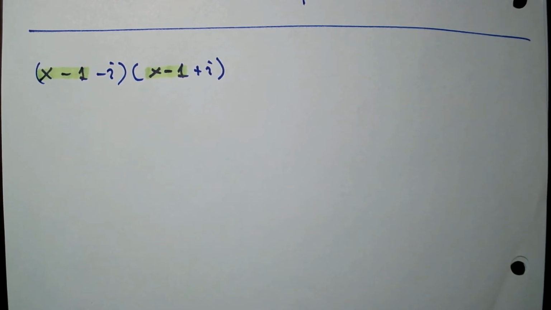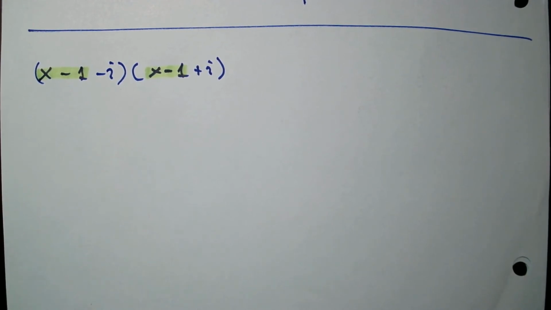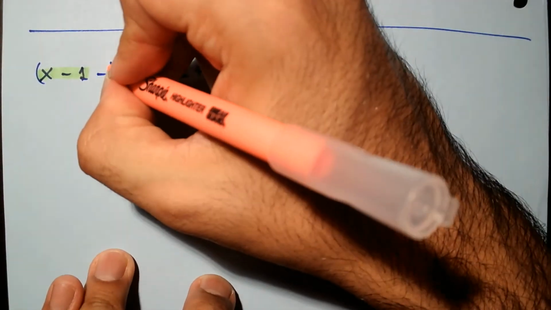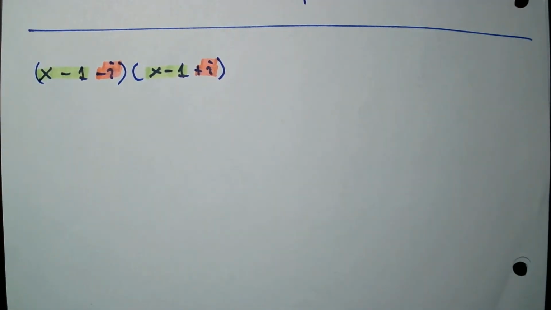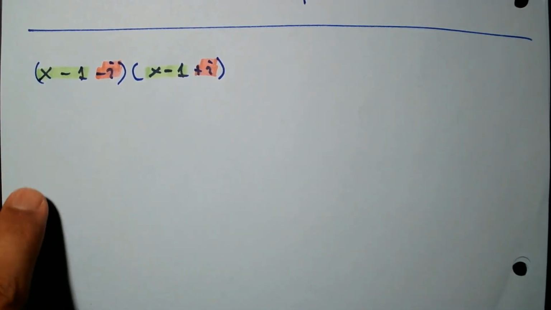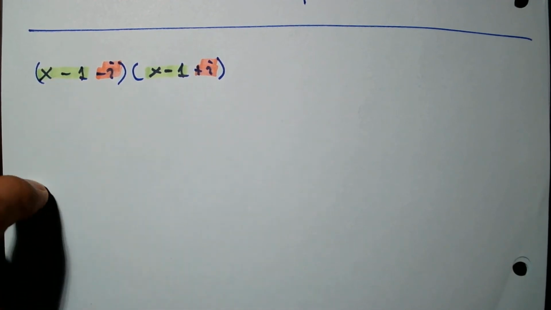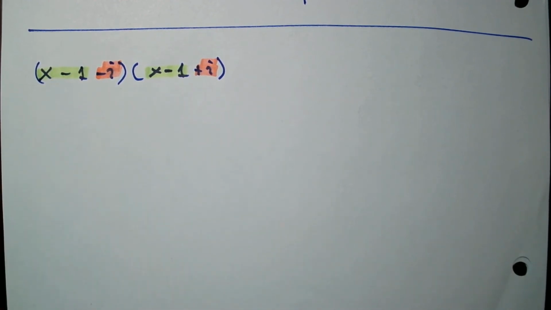Let me find another marker here, a different color. I don't want to use the blue one. I'm going to use this color. Hopefully it's visible. And then this is going to be another term. Okay. So I'm going to make this look like a difference of squares. Wait a minute. Can we make that? Of course, we're going to do that.